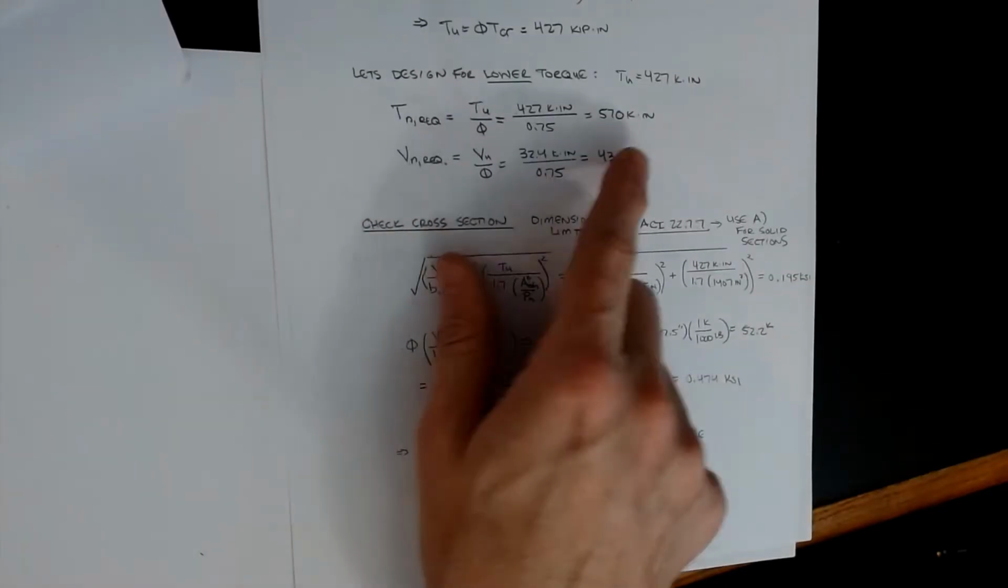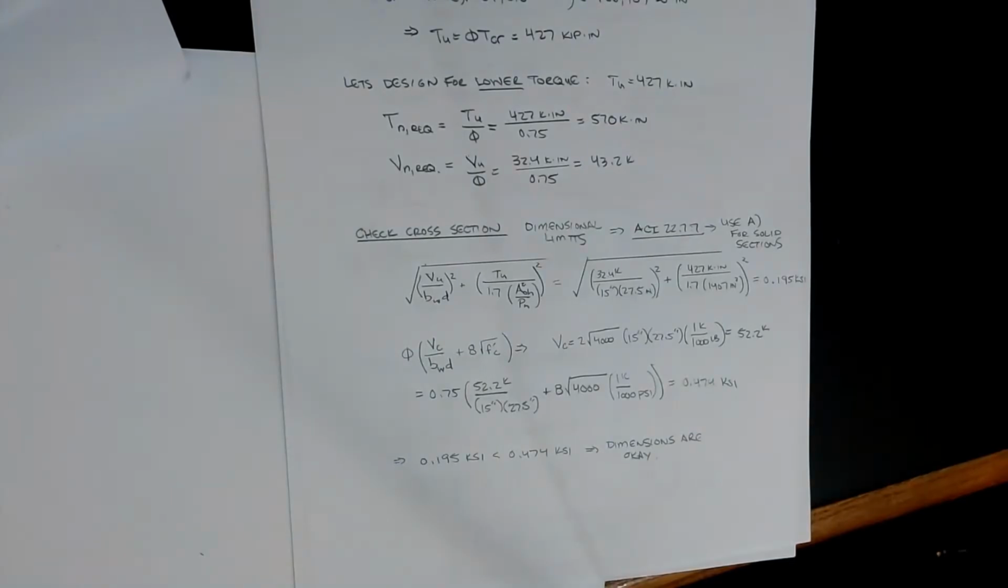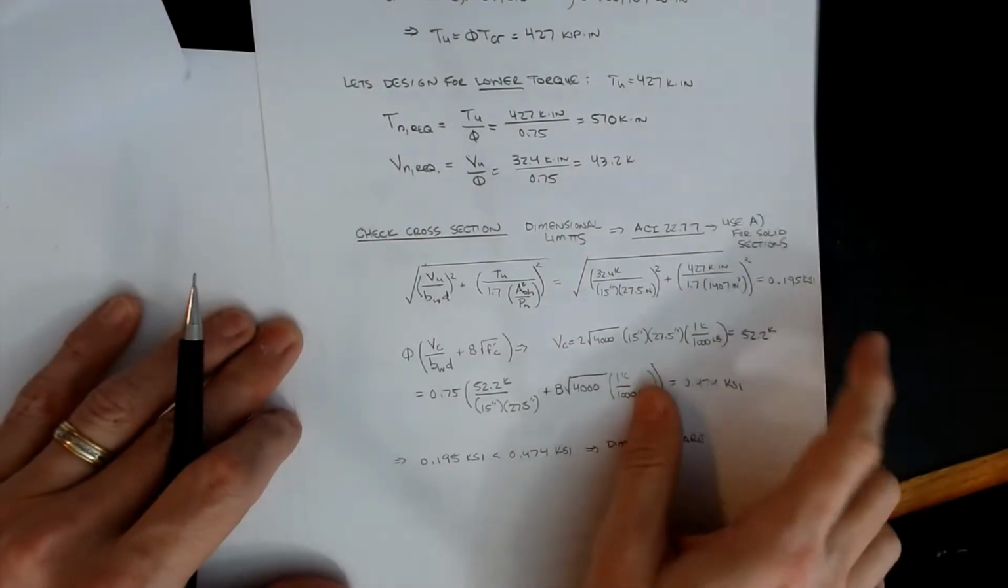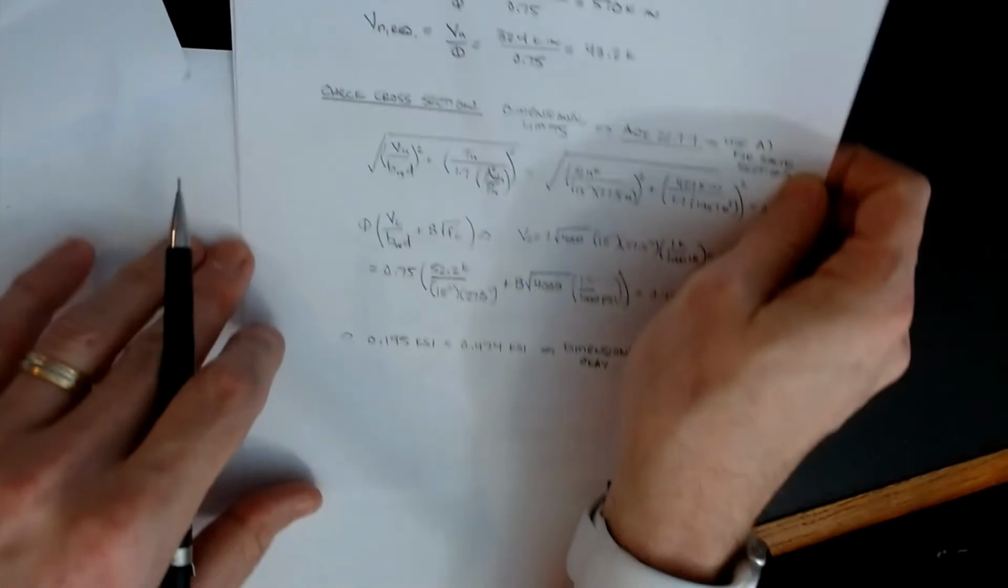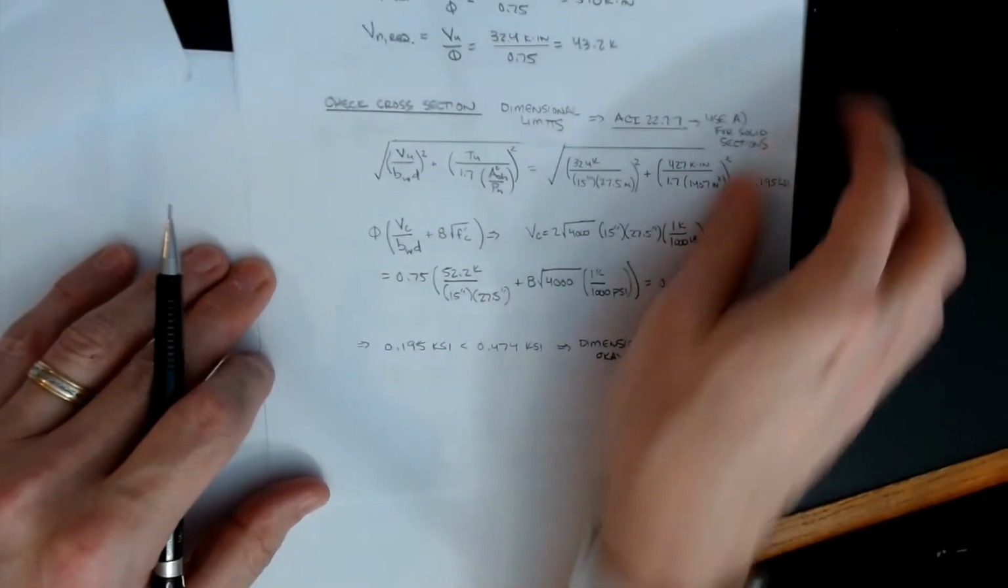Okay, everybody cool with what we did? I'm going kind of fast, but hopefully this all makes sense to you. We're just modifying formulas a little bit, stuff that you've seen before. Okay, all right. Once we have that, now we've got to figure out, is my cross-section of adequate size?